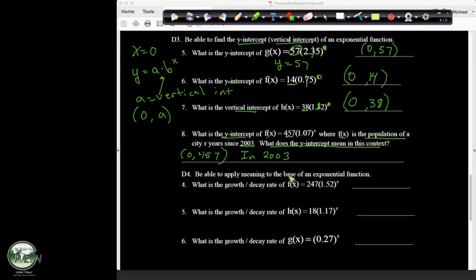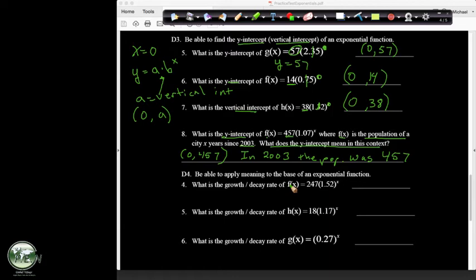And I just wanted to get one question like that. What did we say? In 2003, the population, and I'll just abbreviate, and you can abbreviate, was 457. And be careful, it's not in millions or anything, it's just 457 people. Make sense? Perfect.